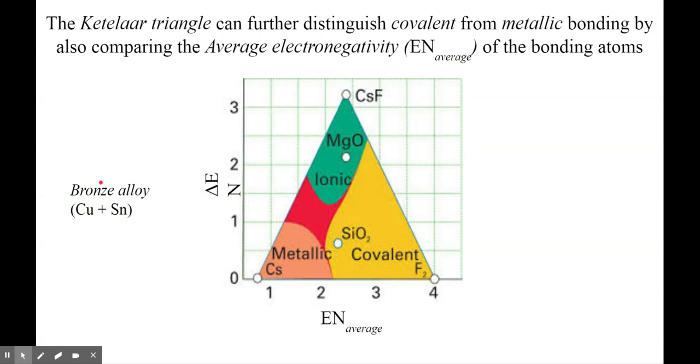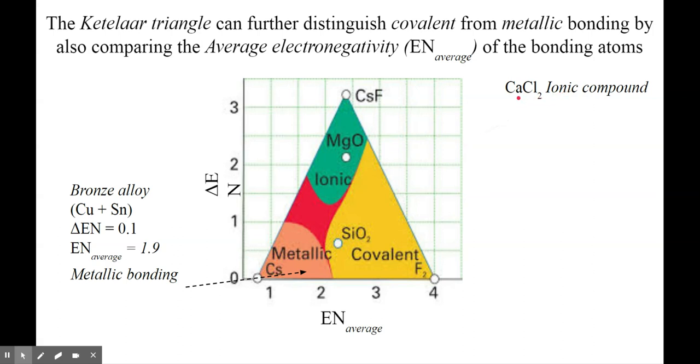And so first consider bronze, an alloy of copper and tin. Now, both of them as metals have relatively low electronegativities, and the difference between them is only 0.1. So that would put them right about here. So alloys are going to have these small differences in electronegativity, but then on average lower electronegativities together.